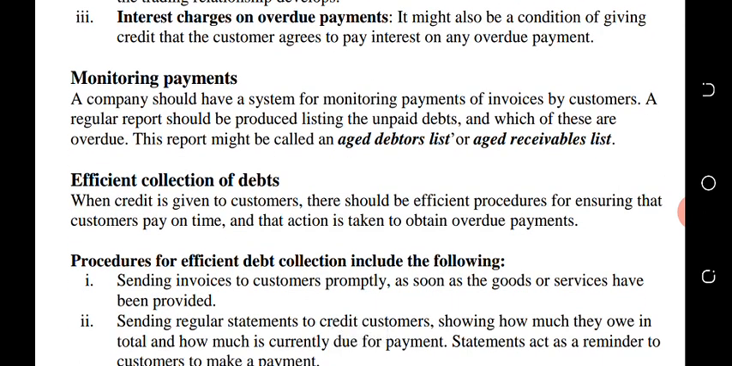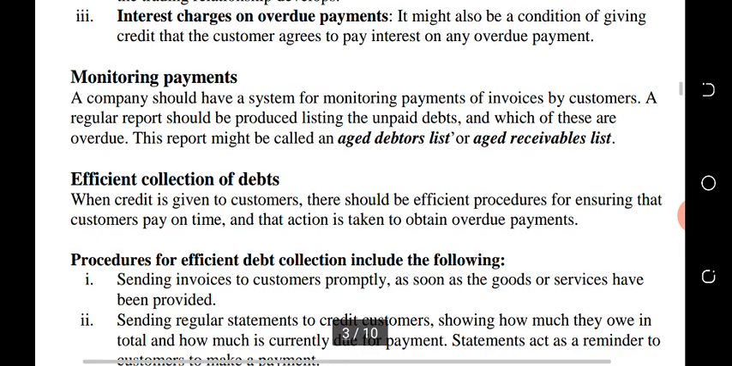A company should have a system for monitoring payments of invoices by customers. A regular report should be produced listing the unpaid debts, and which of these are overdue. This report might be called an aged debtor list or aged receivable list. So we should be able to categorize our debtors based on the credit period, in order to know the unpaid debtors and the ones that are overdue.